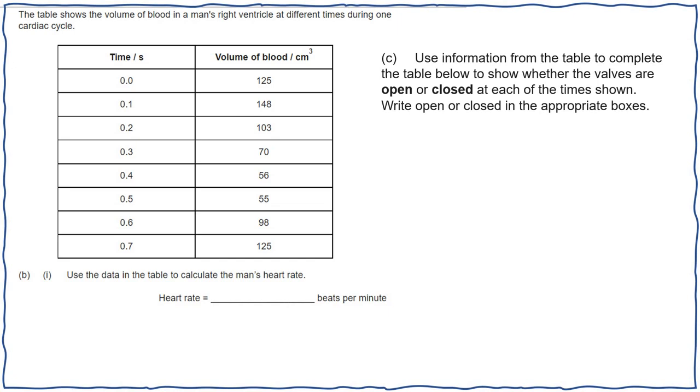The table shows the volume of blood in the man's right ventricle at different times during one cardiac cycle. Use information from the table to complete the table below to show whether the valves are open or closed. Use the data in the table to calculate the man's heart rate. So each cycle takes 0.7 seconds. So then you would just do 60, because there's 60 seconds in a minute, divided by 0.7, and you get 85.7. We'll round it up to 86.